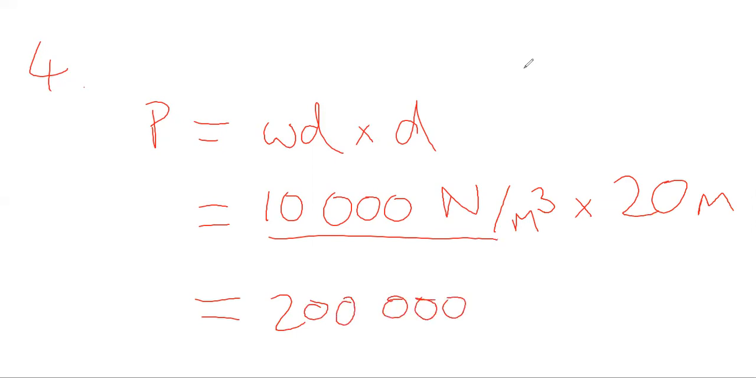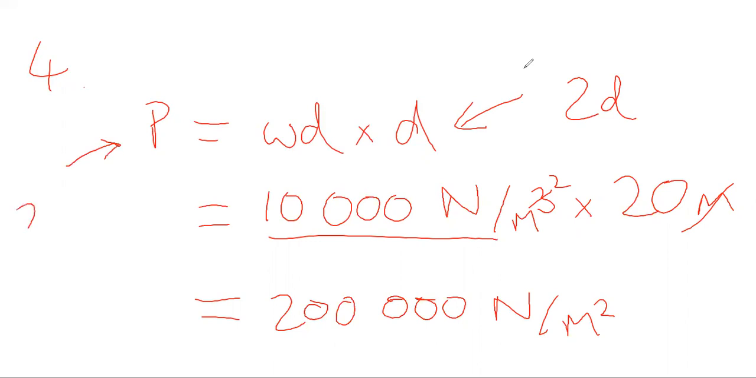And what are our units going to be? Well, one of these meters is going to cancel with one of those meters, so we end up with newtons per meter squared, which makes sense because it's a force over an area. That's what pressure is. Okay, what will happen to the pressure at double the depth? So if we look at the equation again, just analyzing the equation, if we double the depth, then that's going to double P. So we would end up with twice as much, 400,000 newtons per meter squared.